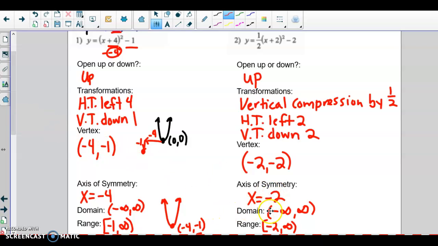The domain is negative infinity to infinity. And the range, this one again opens up, so that vertex is a minimum. So the lowest y value is negative 2. And the arrows point up forever to infinity.